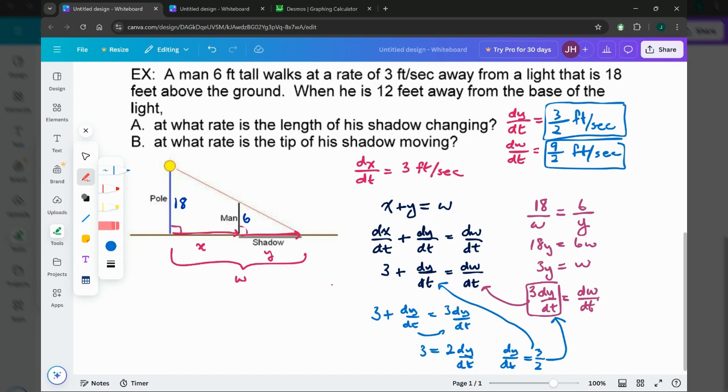And again, this is a very popular question with related rates because it involves not just one equation. It involves two. It involves not just finding one missing variable. You have to find two.